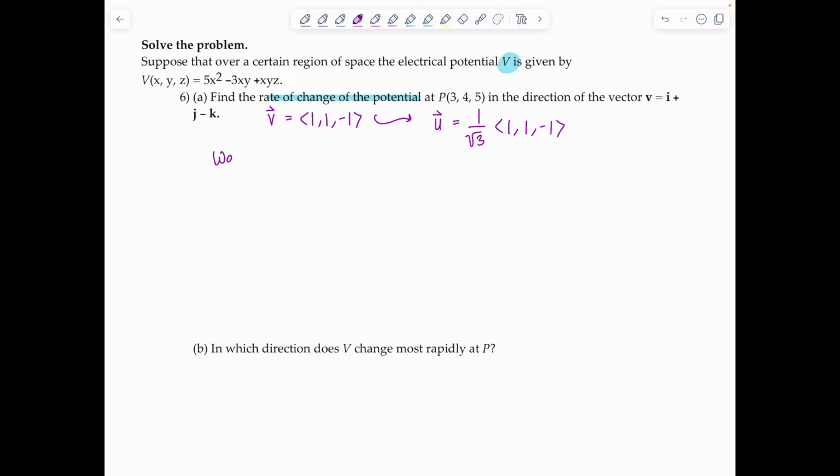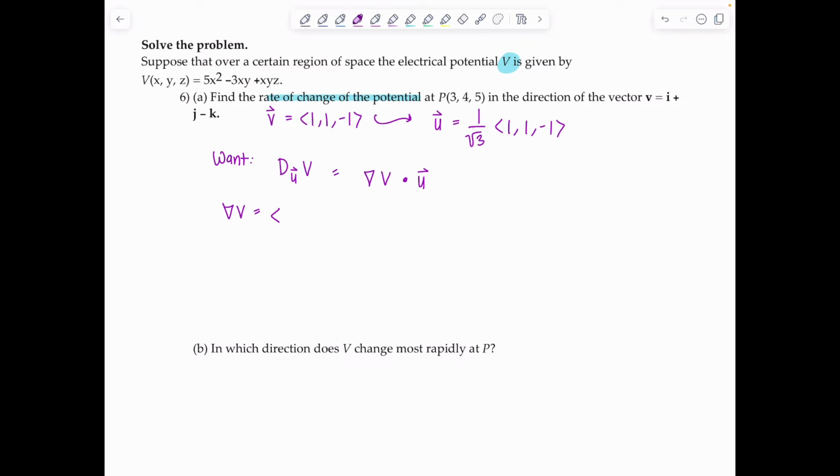So what the problem wants is the directional derivative of V in the direction of U. So how do we compute that? Well, we know that's equal to the gradient of V dotted with U, and then we'll evaluate it at the point P. So, gradient of V, let's go ahead and find the gradient.